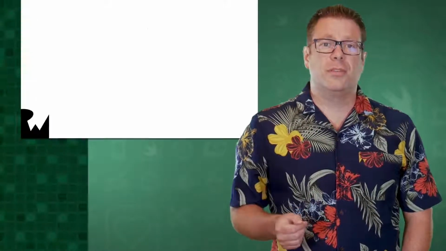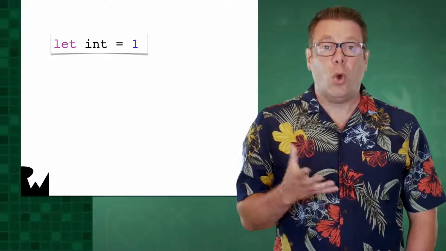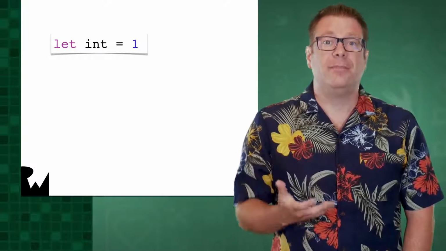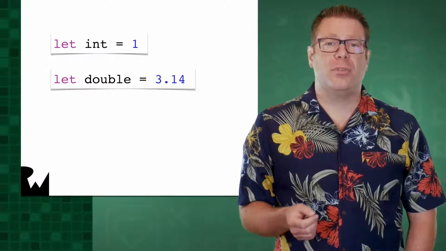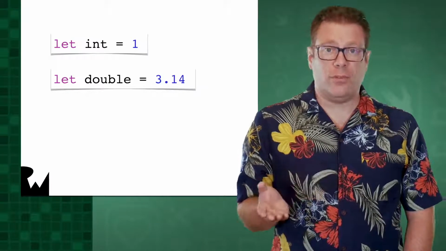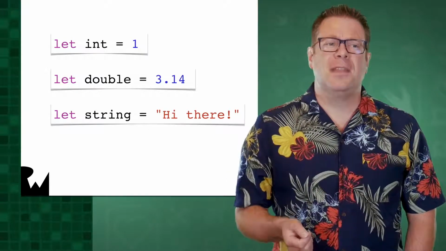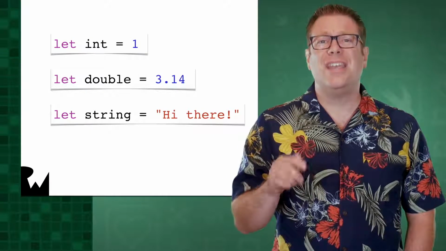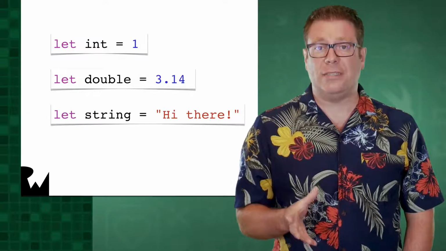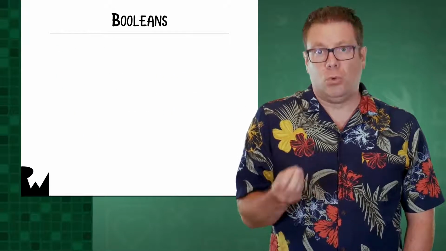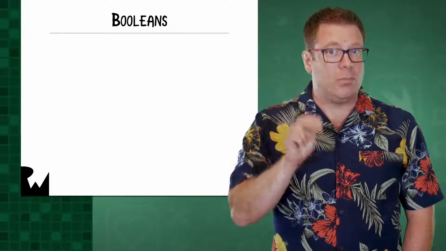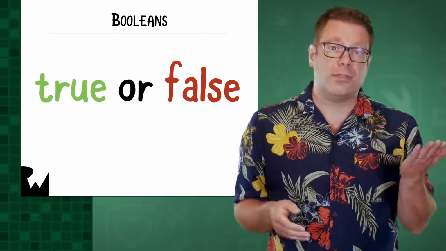So far in this course, you've learned about a few types of variables. Integers, which represent whole numbers like 1 and 2 and 3. Doubles, which represent decimal numbers like 3.14. And strings, which represent text like, "Hi there." In this exercise, you'll learn about another type in Swift, Booleans. So Booleans, or bools for short, can only have two possible values, true or false.